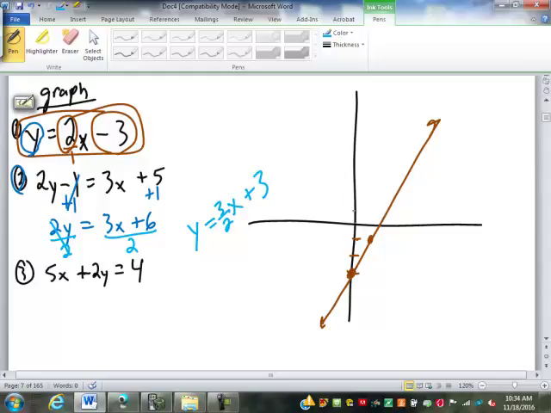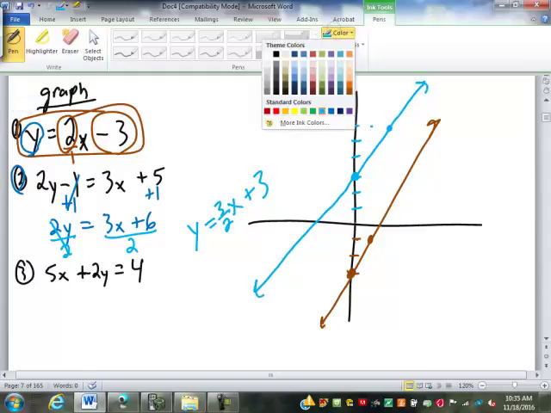So that's telling us that on our graph, we are going to start at +3. From that point, then our slope of 3 over 2, we're going to go up 3 over 2. Any questions so far?